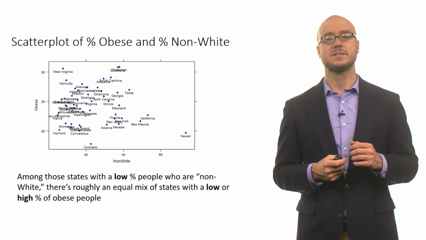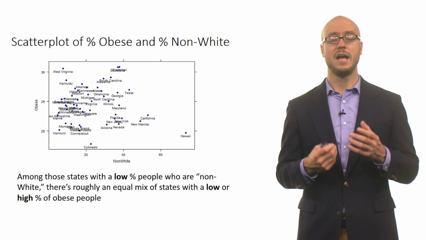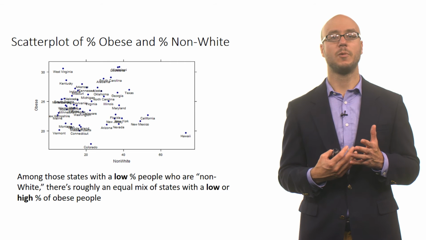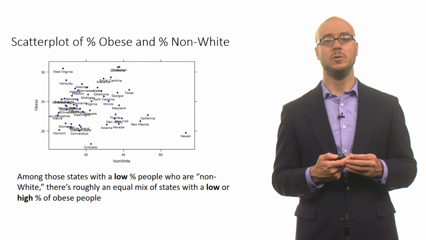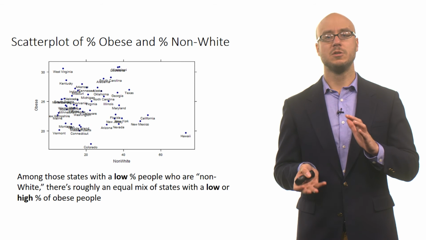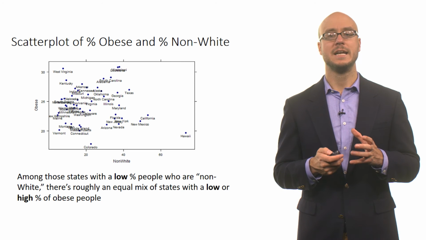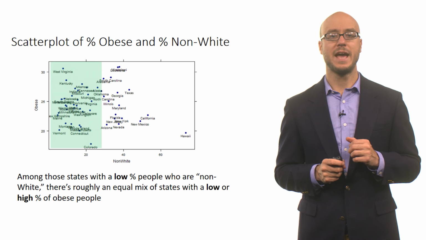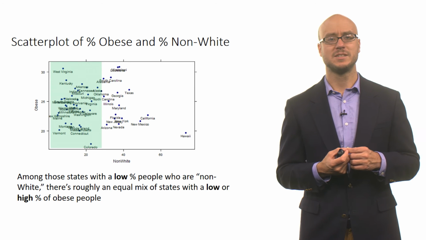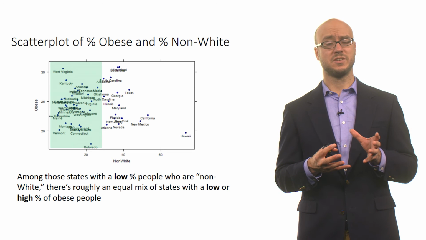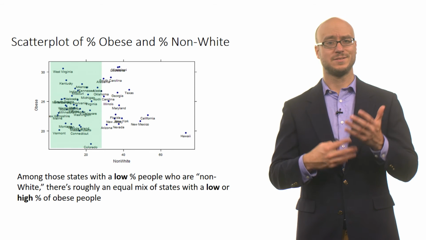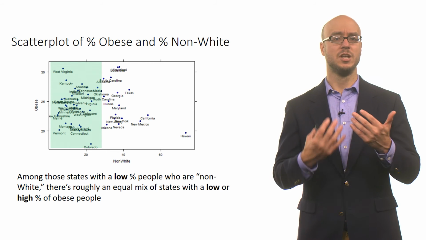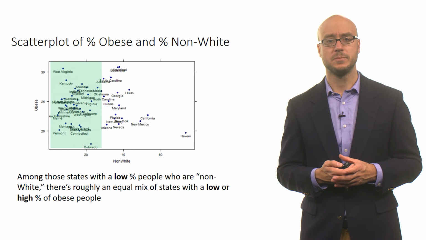Now let's look at a slightly different scatter plot. This is the percent of obese people and the percent who identify as non-white for each state. So on the x-axis, we have the percent identifying as non-white, and on the y-axis, we have the percent who are obese. So let's look at those states with a low percentage of people who are non-white. Okay, just looking at that value of the x variable, we can see that among those states with a low percentage of people who identify as non-white, you can't really say anything about the percent who are obese. There's sort of an equal mix of states with low, medium, and high percentages of obese people.